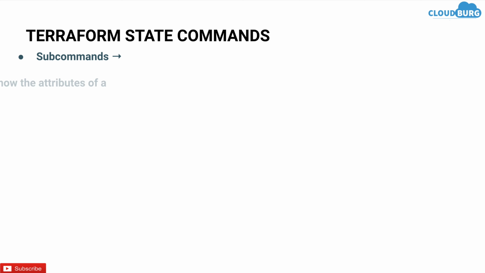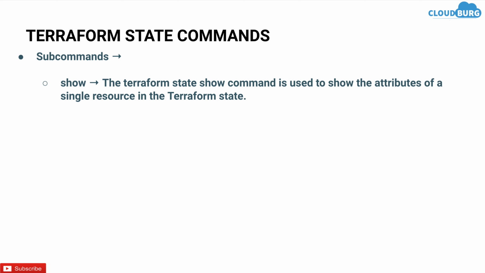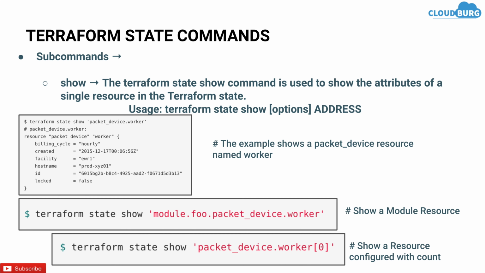And the next subcommand is the show command. It is a very much used command when it comes to Terraform state. This command is used to show the attributes of a single resource in the Terraform state. And the syntax is terraform state show. As you can see in the first example, this example shows a packet device resource named worker.